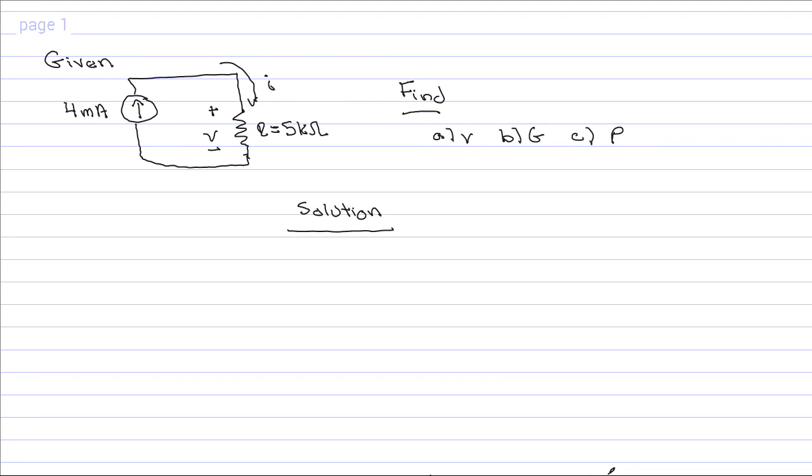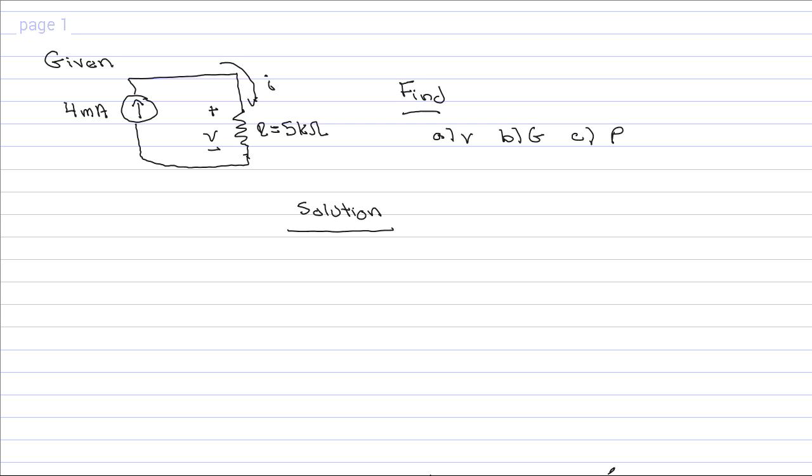So this is a pretty trivial example asking us to apply Ohm's law as well as the definition of conductance and power in a resistive circuit. As you can see from the schematic, we have an ideal current source with a rated terminal value of 4 milliamps. Since it's an ideal source, it will produce whatever necessary voltage across its terminals in order to provide a current of 4 milliamps, regardless of the resistance of the load.